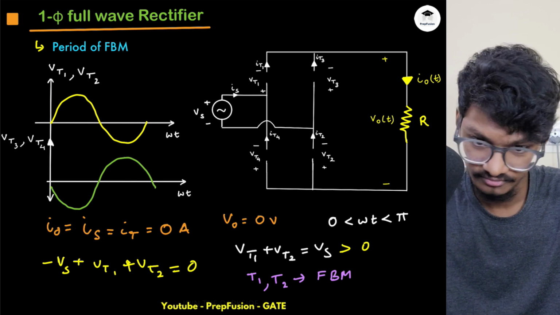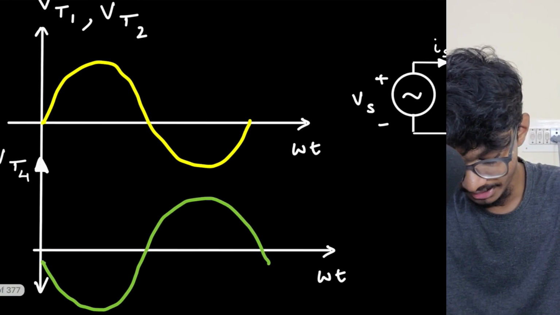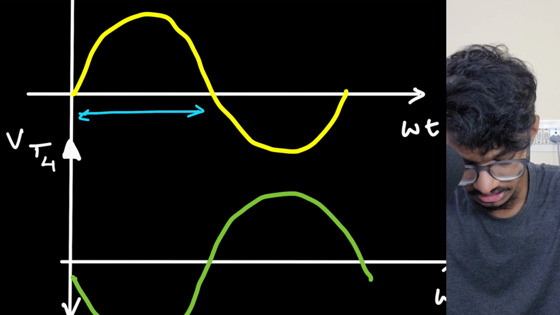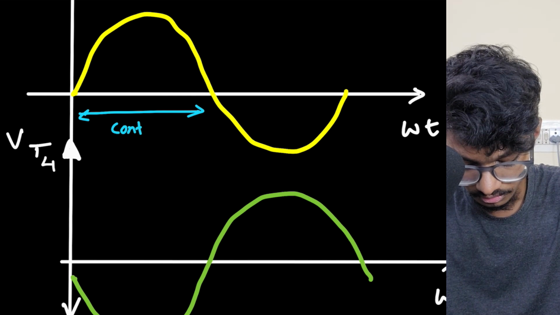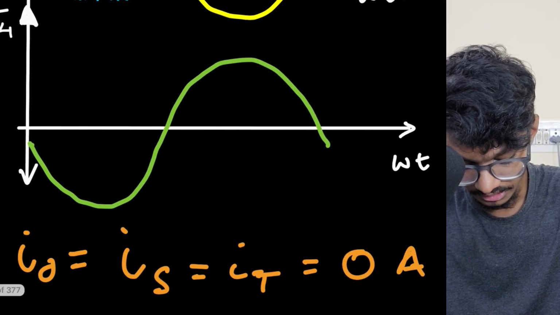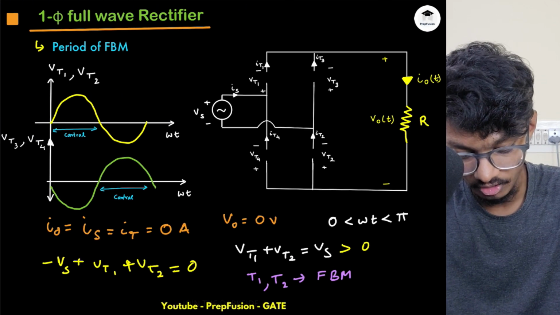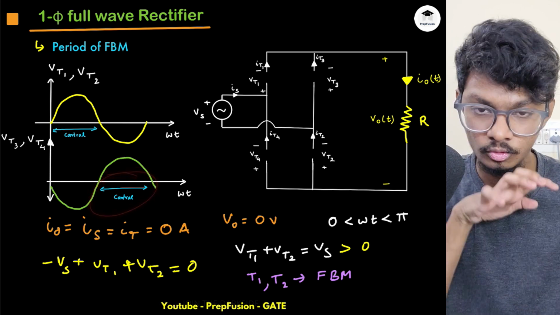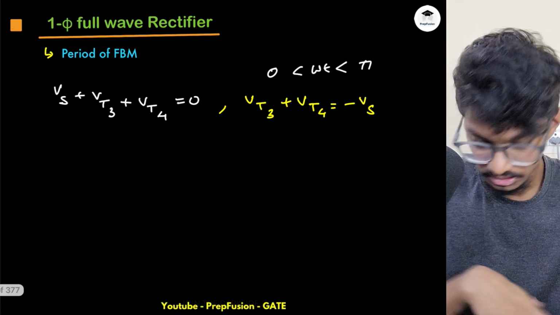Okay, this will be the values. So here, as I explained, from omega t equals 0 to pi, T1 and T2 are in the forward blocking mode. So this is the controlling region, and I can control T1 and T2 here. And for T3 and T4, I can control in this region, which is again in the forward blocking mode, so this region is also a control region. So I can always control two SCRs at once, either from 0 to pi or from pi to 2 pi. So all these things we have understood.